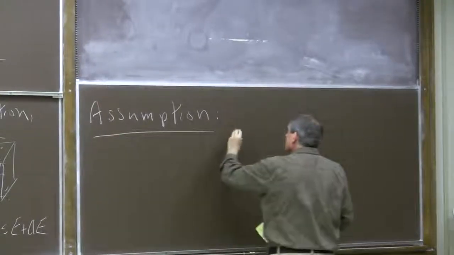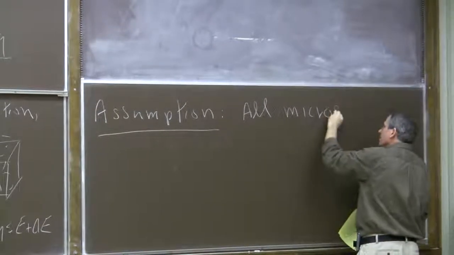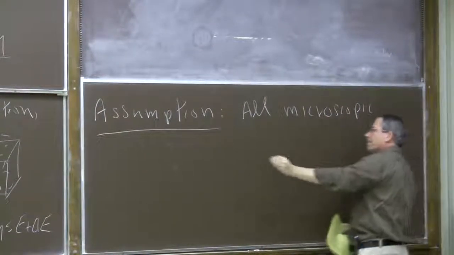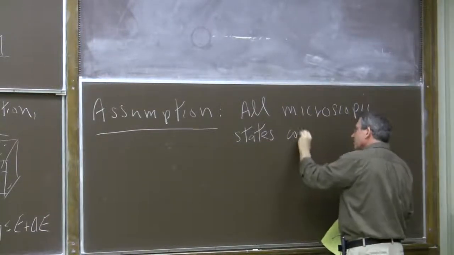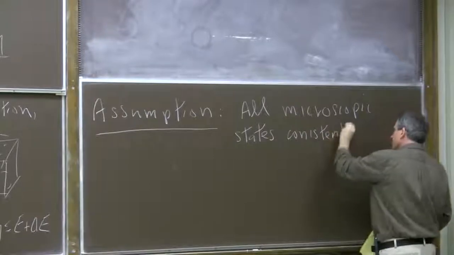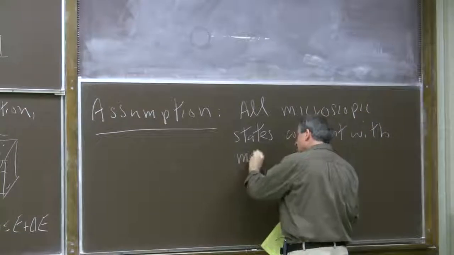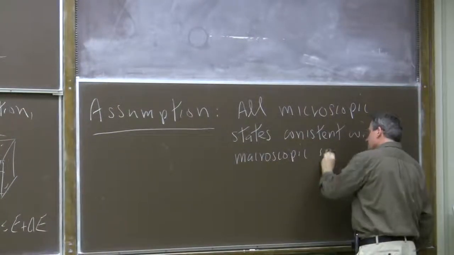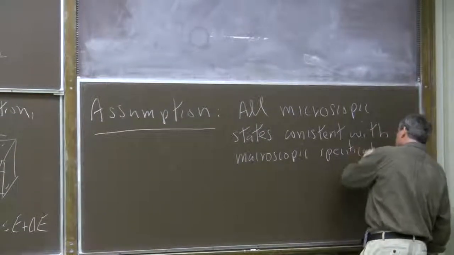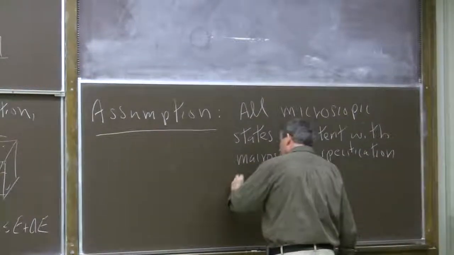which is all microscopic states which are consistent with, I'll call it our macroscopic specification. I don't know, that's kind of an awkward way of saying it, but I've already said it. In this case, our statement that the total energy is in a certain range, all microscopic states are equally likely.